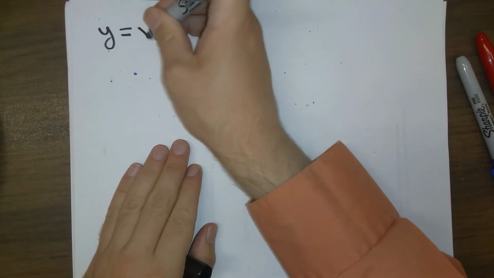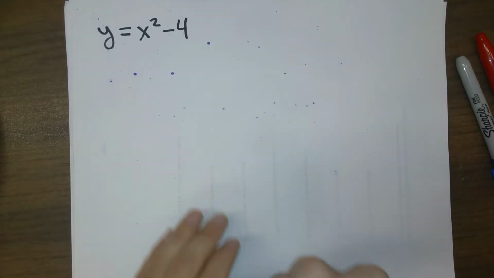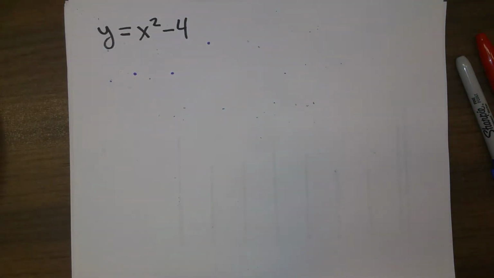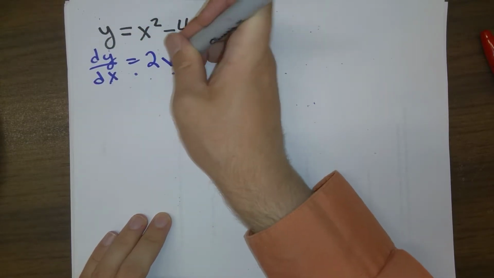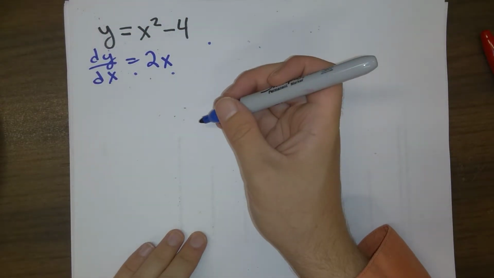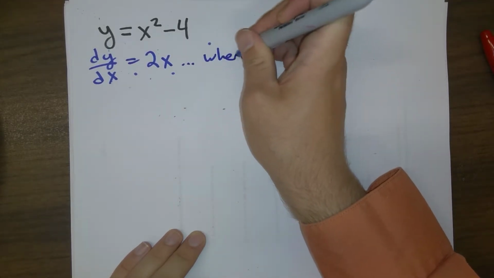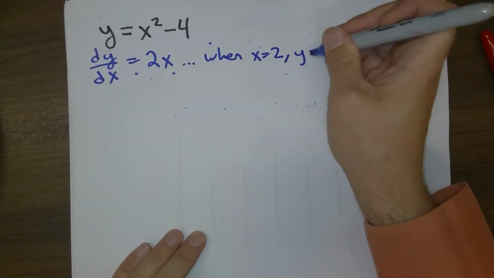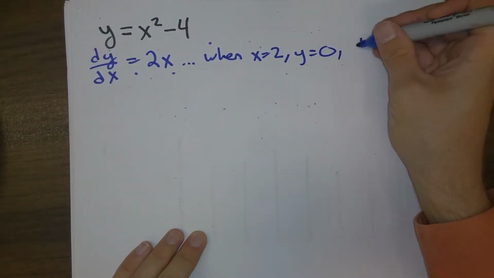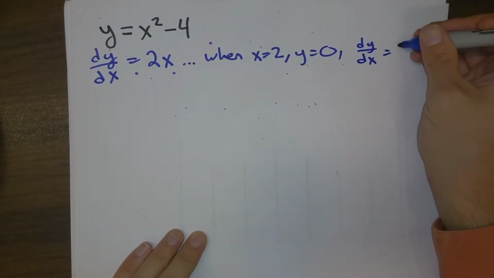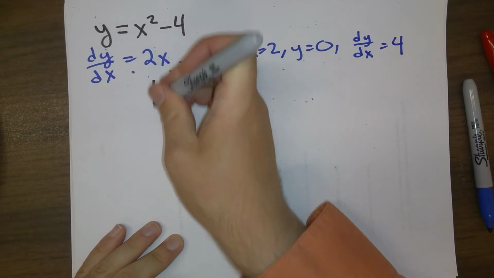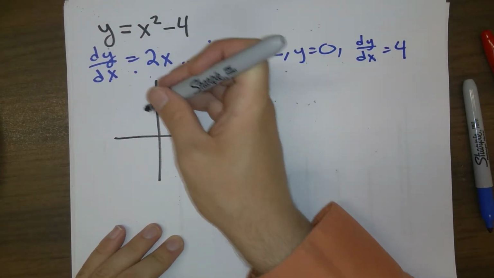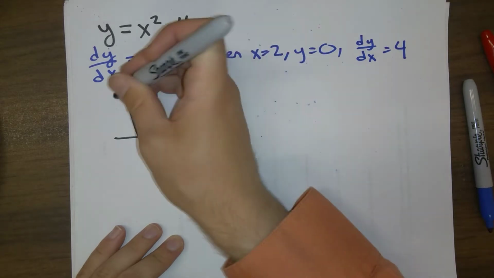Let's say, going all the way back to Calc 1, we're thinking about something like y is equal to x squared minus 4. And without too much difficulty, we know dy dx is 2x. So when x is equal to 2, we can see y is equal to 0. And dy dx is equal to 2 times 2, which is 4.